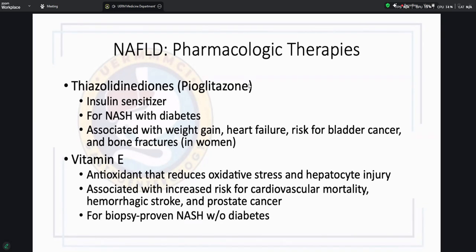Long-term vitamin E intake is not without risk. Chronic vitamin E therapy may increase the risk of cardiovascular mortality, hemorrhagic stroke, and prostate cancer. And so, vitamin E should only be considered as a first-line pharmacotherapy for non-diabetic, non-cirrhotic NASH patients who are at low risk for cardiovascular disease or prostate cancer.